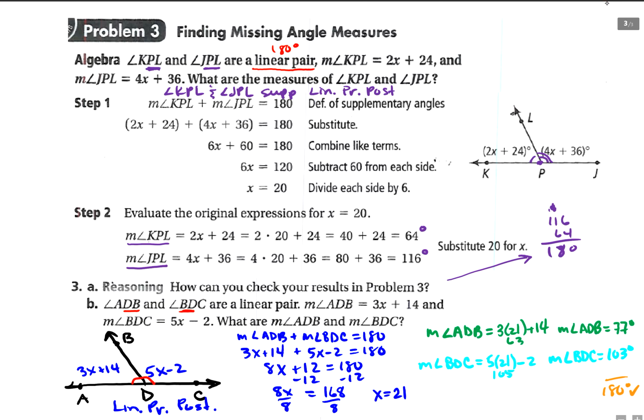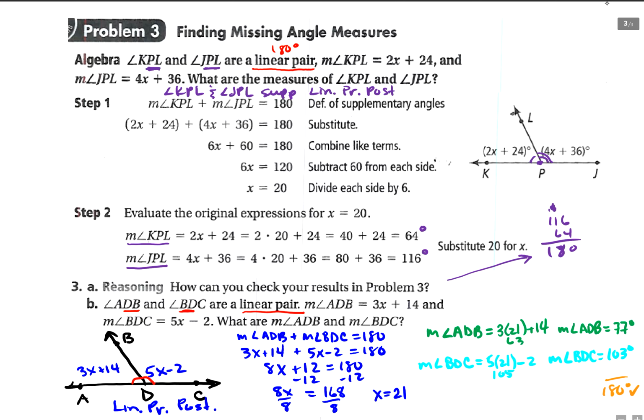All right. A was how do you check your results in problem 3? We just did that. We added them together. All right, part B. We're given two angles and we're told they are a linear pair. Notice when I read the angle names here, I see angle ADB, D is the vertex, and angle BDC, D is the vertex. I know they have a common side. And I'm told that they are a linear pair. So I draw my diagram, draw my linear pair, label my angles, and then I'm given their measurements. So I label the measurements.